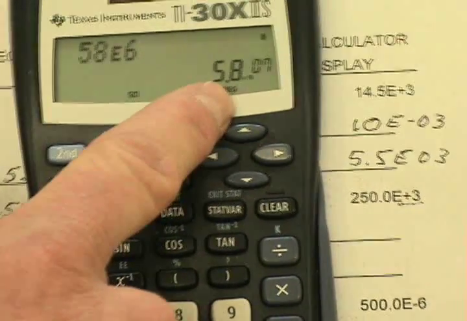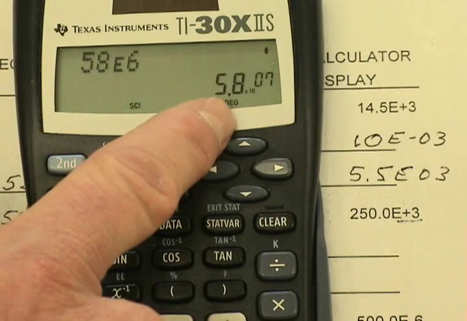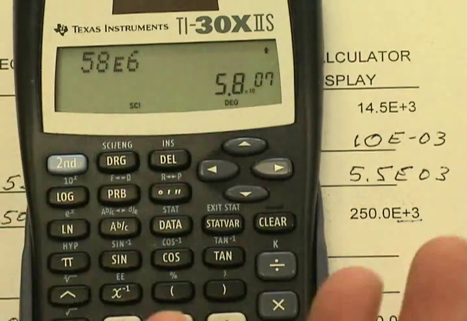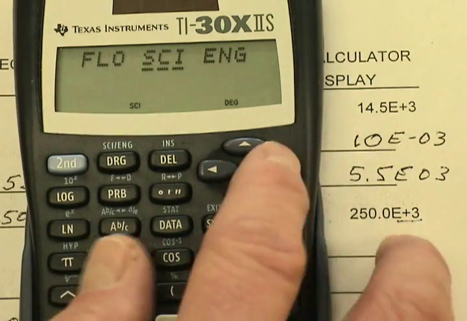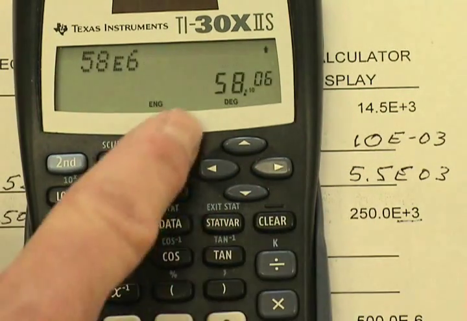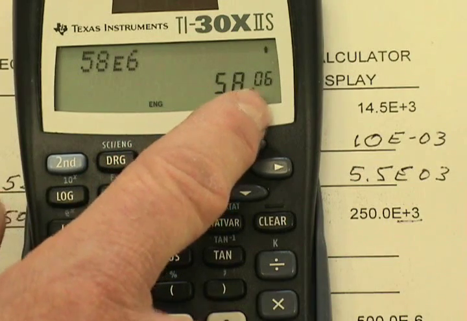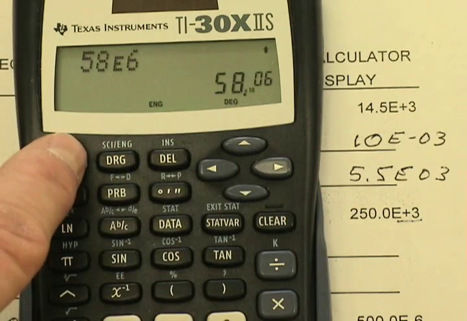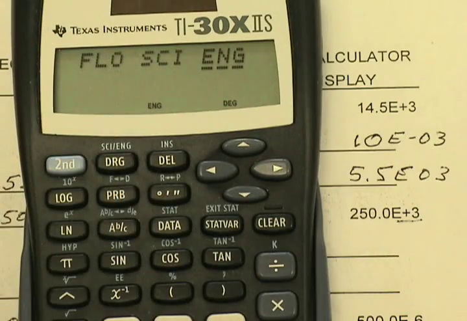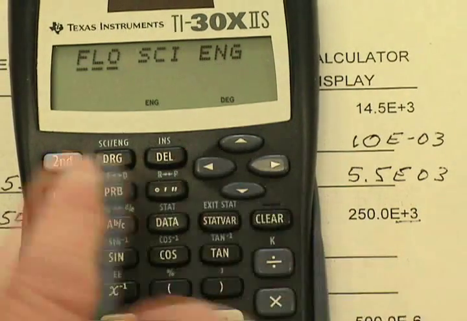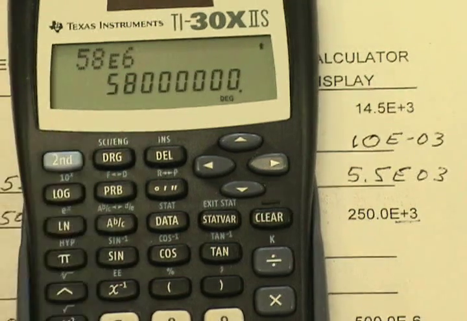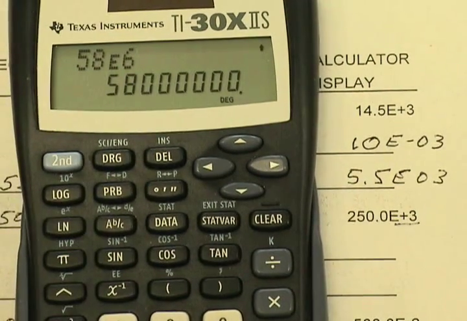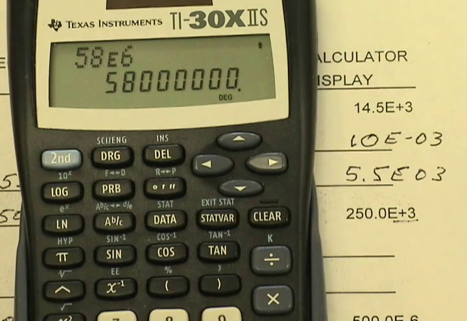I've got my calculator set in scientific notation, so it says 5.8 times 10 to the 7th. We don't have a name for 10 to the 7th. Don't like that. Convert it back to engineering, and there's our 58 times 10 to the 6th. And we can go one further with this calculator just to double check if we're in a test or something and we had to write out floating notation. Move it over to floating notation, and look what it does. It converts that number to floating decimal notation.